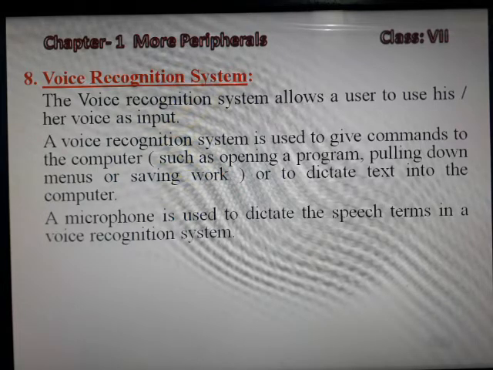Means this system allows a user to use his or her voice as input. In this system, we can use microphone to dictate the speech. It is also used to give commands to the computer such as opening a program, pulling down menus, or saving work. We can also dictate text into the computer with the help of this system.